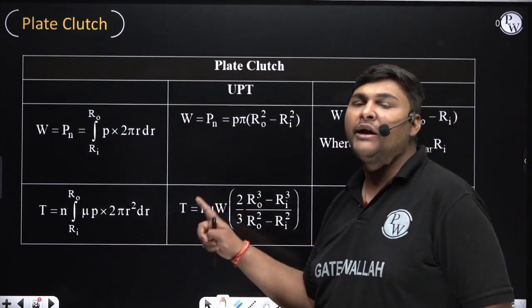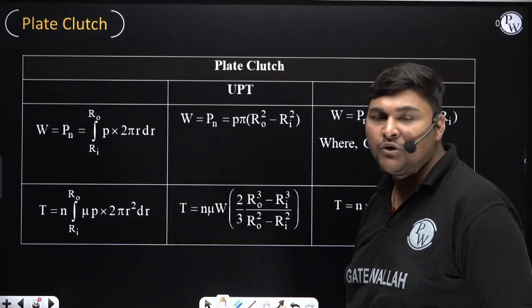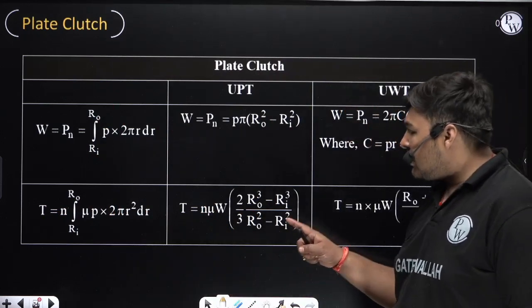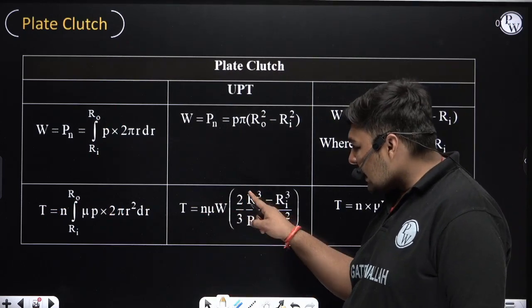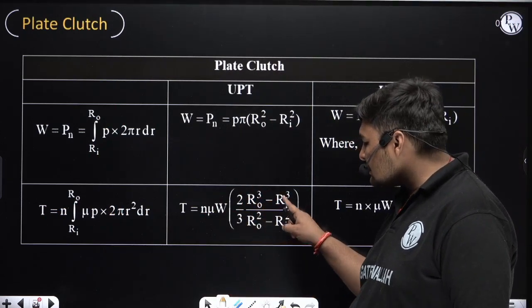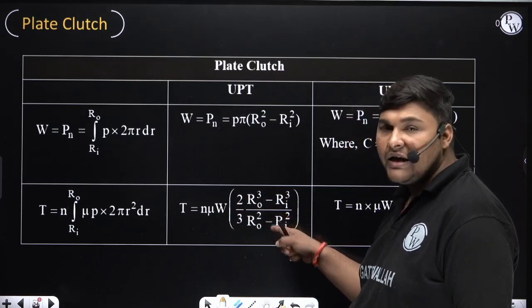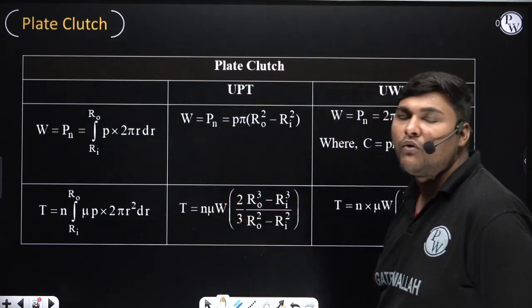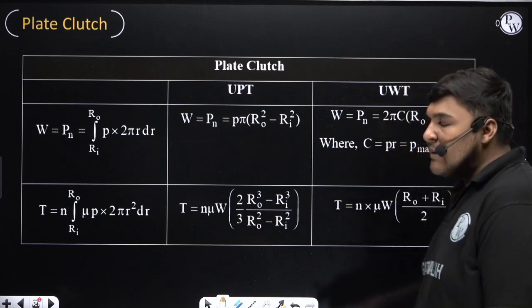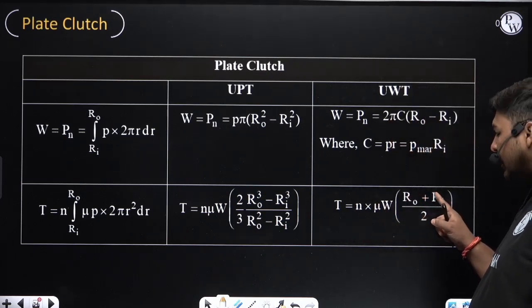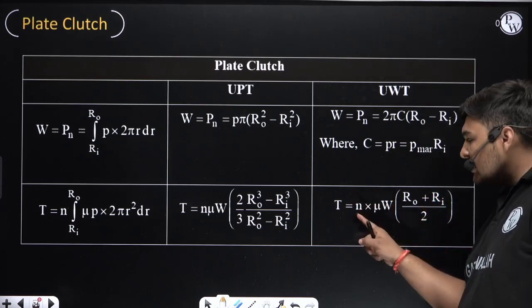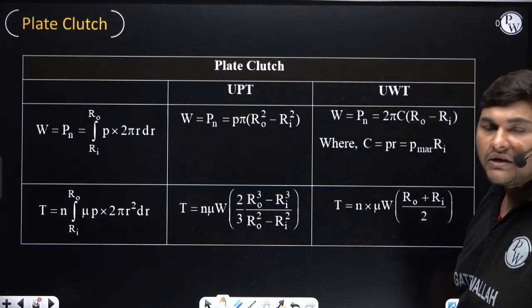In the torque formula, the number of pairs of contacting surfaces will come into the picture. Similarly, by uniform pressure theory the formula will be mu W into Rm, where Rm is 2 by 3 times R0 cube minus Ri cube upon R0 square minus Ri square, and multiply this term by the number of pairs of contacting surfaces. Similarly, by uniform wear theory the formula is mu W into Rm, where Rm is R0 plus Ri divided by 2, and multiply this term by the number of pairs of contacting surfaces.